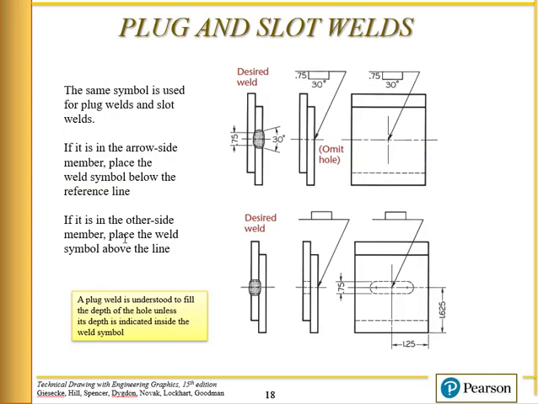Here's how we do plug and slot welds. We don't show the hole on a plug weld, but on a slot weld we show the hole, the slot, in phantom lines here. And this means that this is on the far side. There is going to be a slot weld. What this means here is on the near side, the arrow side, there is going to be a plug weld. Okay, I'm going to end this video here.